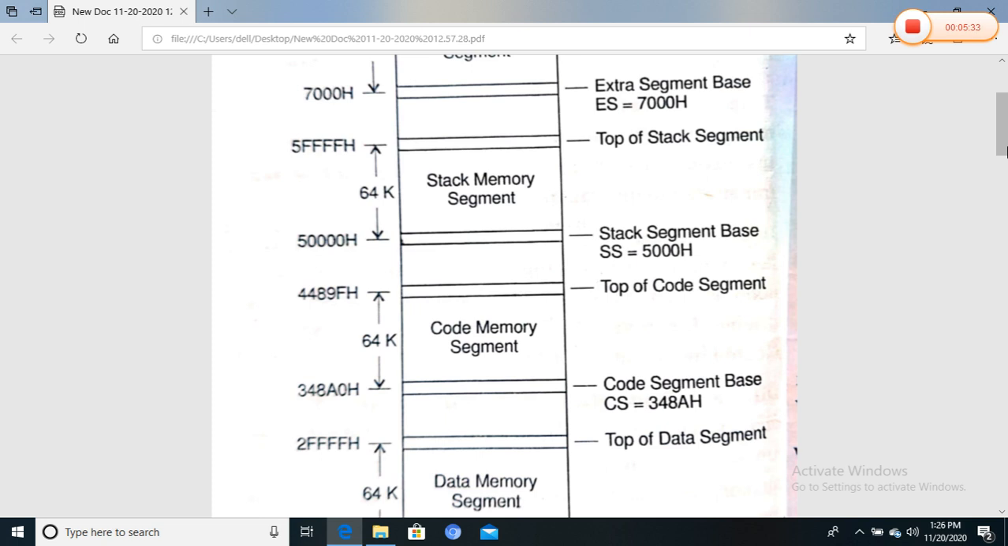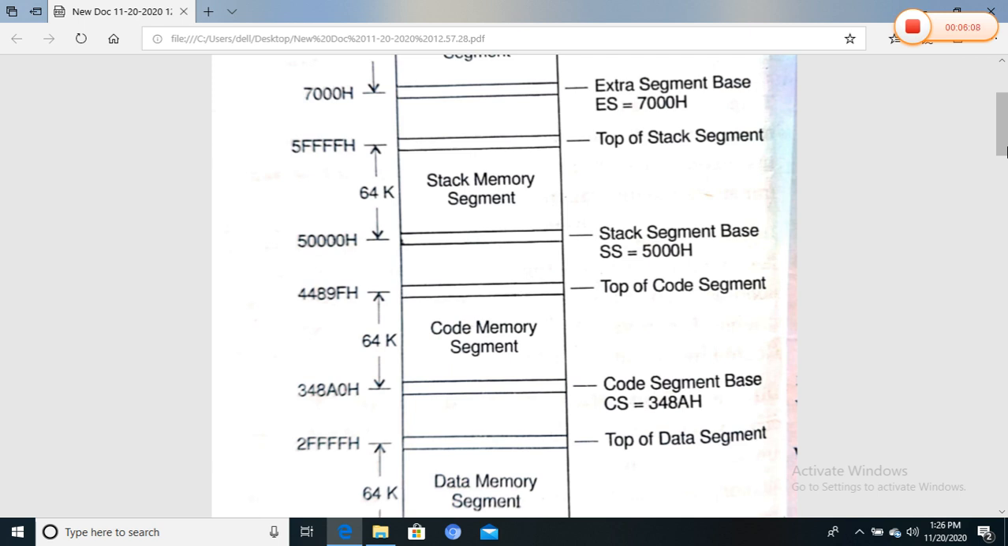Then why is memory segmentation required? With the use of segmentation, instructions and data cannot be overlapped. The major advantage of memory segmentation is the dynamic relocatability of the program. That means a program can be easily transferred from one code memory segment to another code memory segment without changing its effective address.